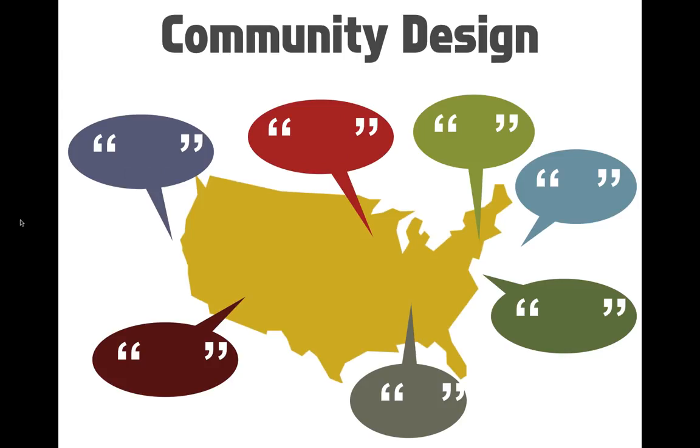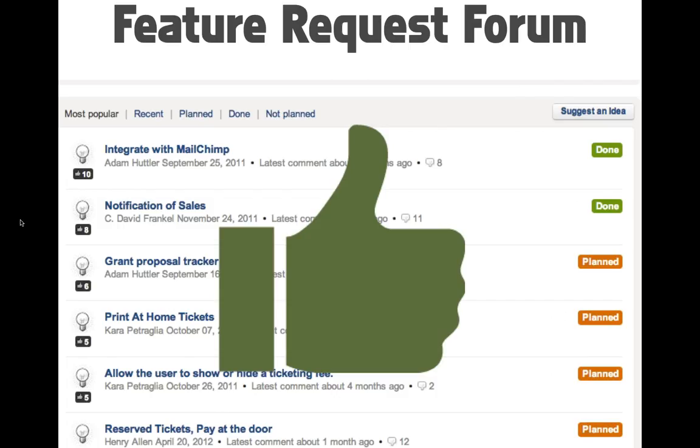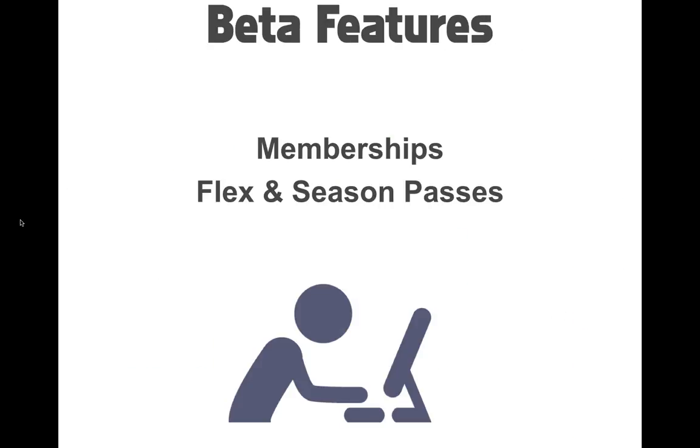As I said, we practiced community design in building Artfully's initial features, and then we continue to do so with our feature request forum. We've actually just recently moved our feature request forum in-house. Need to remind myself to update this slide. So any producer can suggest new features that they would like to see implemented within Artfully. Other users can vote on them, and we do our very best to prioritize the features that have the most votes. So right now, we're in a beta test of memberships and flex and season passes.